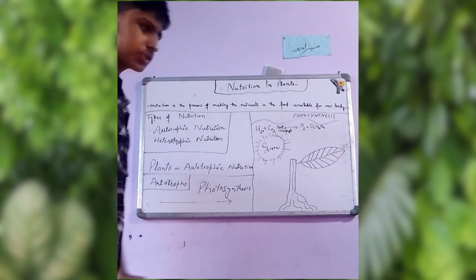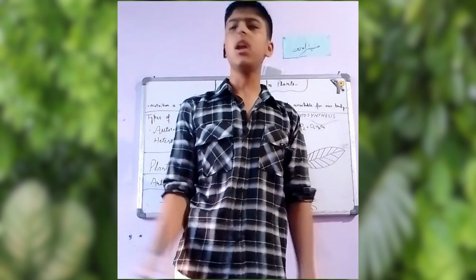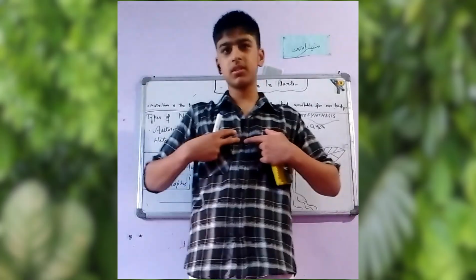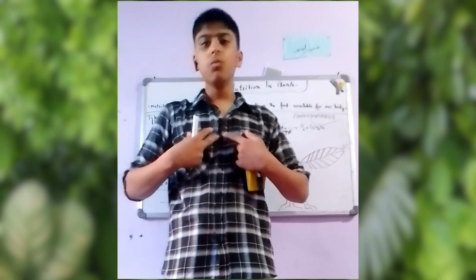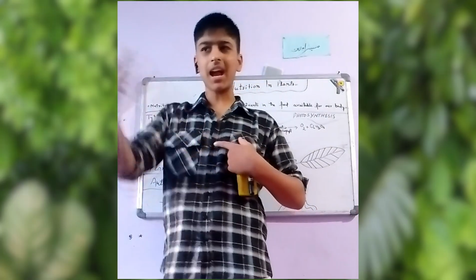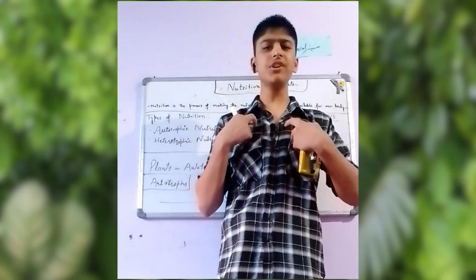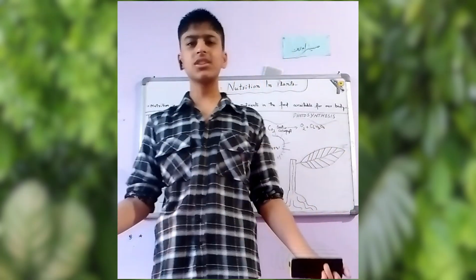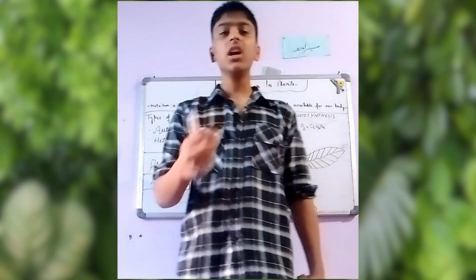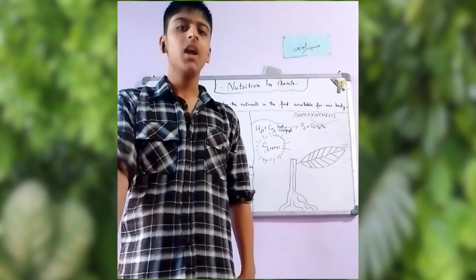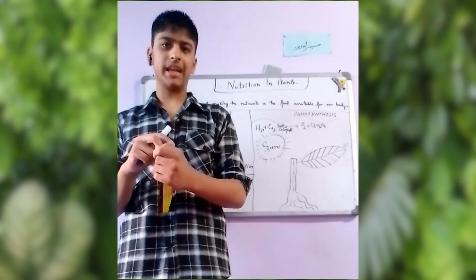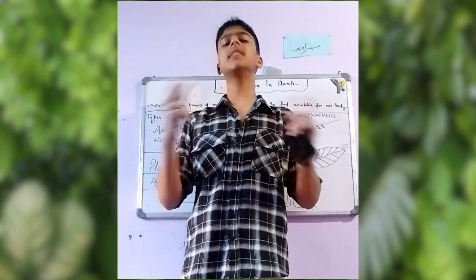Basically, there are two types of nutrition. One is autotrophic and another is heterotrophic. We are heterotrophs. We consume the food that is provided to us by other organisms, like we eat fish, milk, yolk, etc., which is the product of another animal, or we eat spinach, that is the product of a plant. So we are dependent on plants, and we are dependent on other animals.